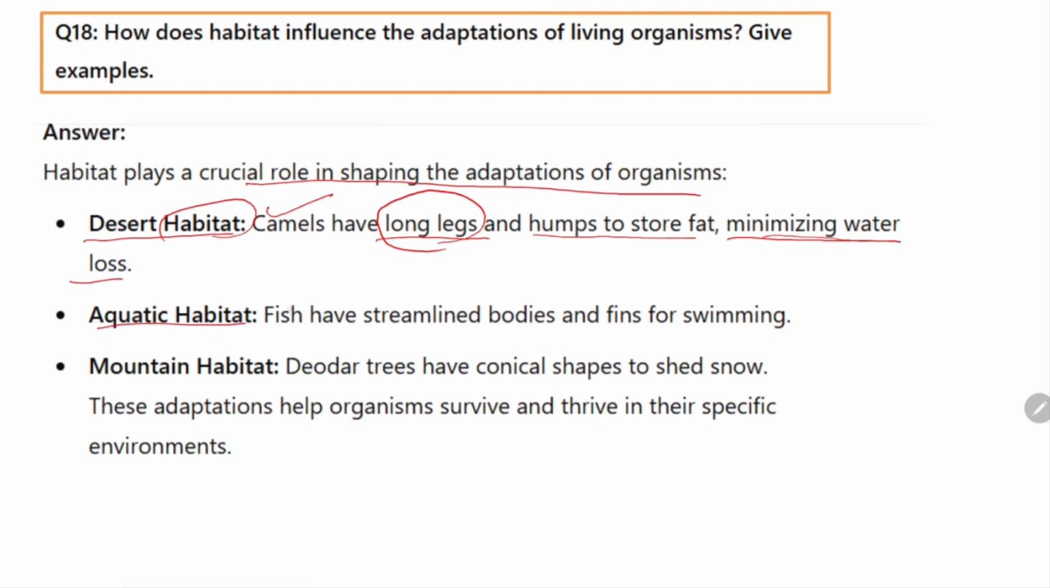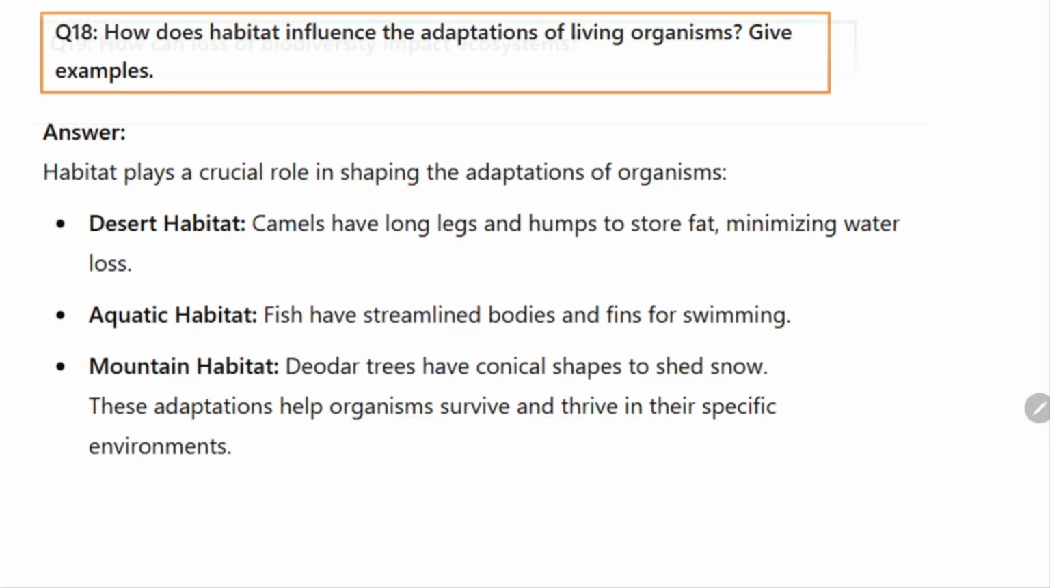Next, aquatic habitat. Fish have streamlined bodies and fins for swimming. This is a special feature, isn't it? So here we are writing how their habitat influenced their adaptation. All right. Next we have mountain habitat, means your deodar tree has a conical shape to shed snow. These adaptations help organisms survive and thrive in their specific environment. So in this way you can write this answer, okay.